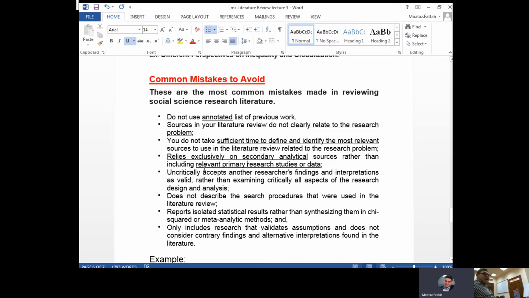Another mistake is to uncritically accept another researcher's findings. Okay, so XYZ found one thing. She found that. They found that. Do you accept it? Where is your own contribution? It's not about whether I like it. It's whether I find it convincing or non-convincing.